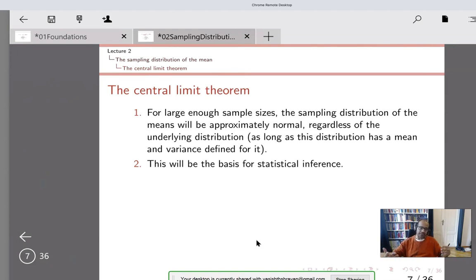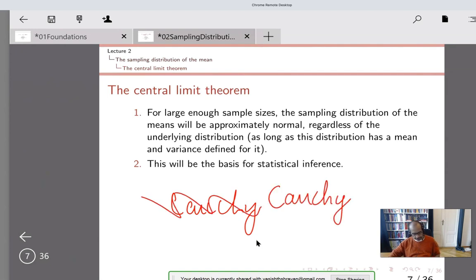There's a caveat here that the underlying distribution that you're sampling from, the normal or the exponential, has to have some mean and some variance defined for it. There is a distribution called the Cauchy distribution, which has the property that it has no mean or variance defined for it.